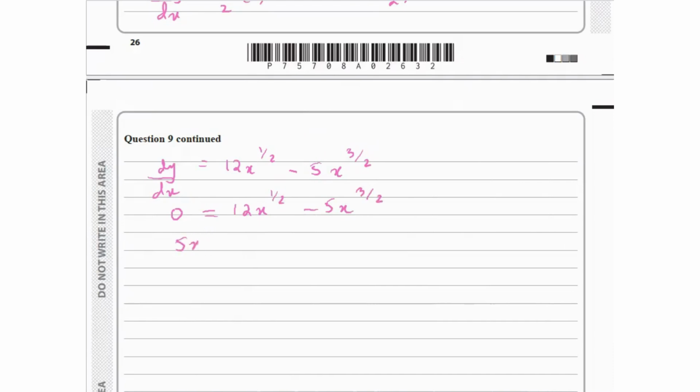So 5x to the power of 3 over 2 equals 12x to the power of 1 over 2. X to the power of 3 over 2 divided by x to the power of 1 over 2 equals 12 divided by 5, which is going to be x equals 12 over 5. That is the x coordinate of point P.